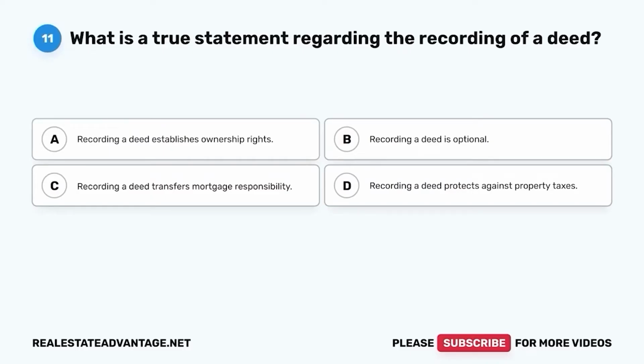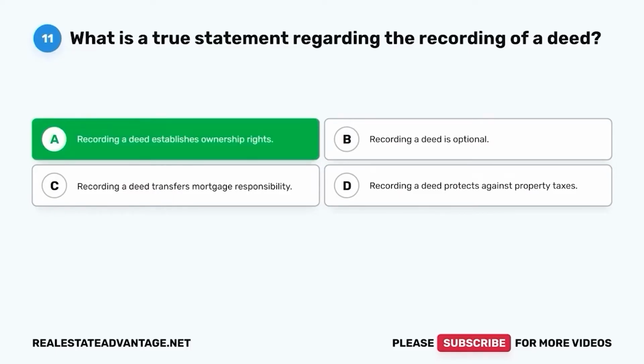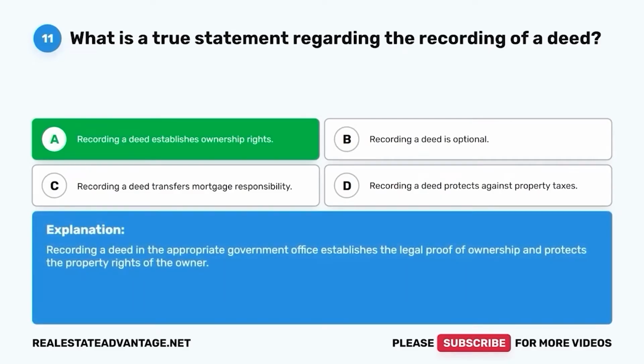B. Recording a deed is optional. C. Recording a deed transfers mortgage responsibility. D. Recording a deed protects against property taxes. The correct answer is A. Recording a deed establishes ownership rights. Recording a deed in the appropriate government office establishes the legal proof of ownership and protects the property rights of the owner.